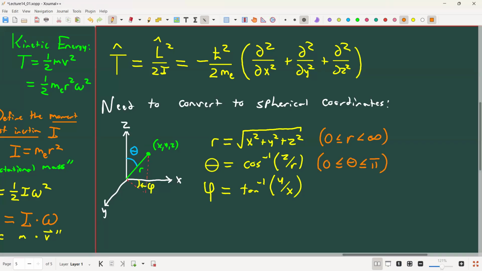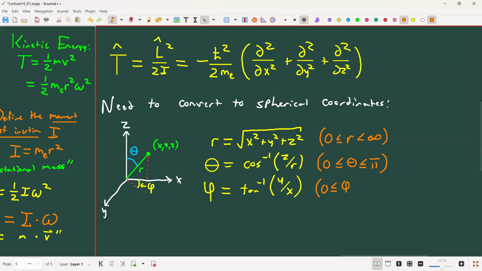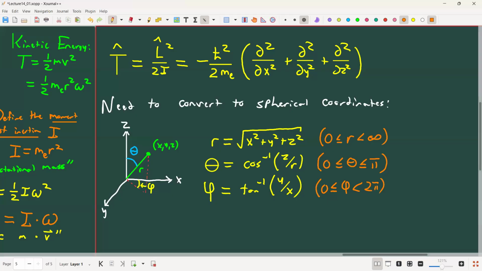And phi, of course, can rotate 360 degrees. It can point in any direction in the xy plane. This one goes from 0 to 2 pi, but not including 2 pi, because 2 pi is the same as 0. Those are our three variables.